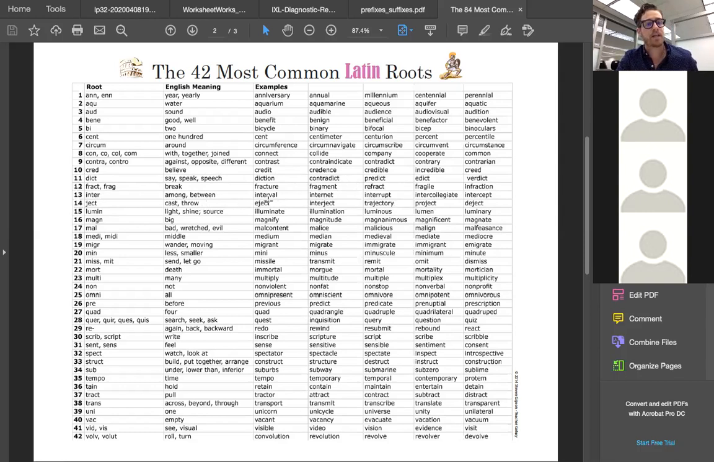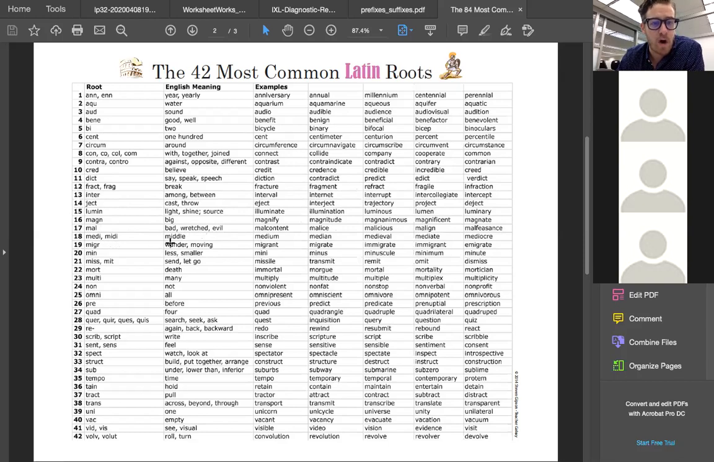And then trajectory. Lumen has to do with light or shining source. So illuminate, illumination, luminous. MAGN means big. So magnify means make bigger. Magnitude is big. Magnanimous is huge, right? MAL means bad. Okay, malcontent, malice, malicious, malign. These are not positive words.